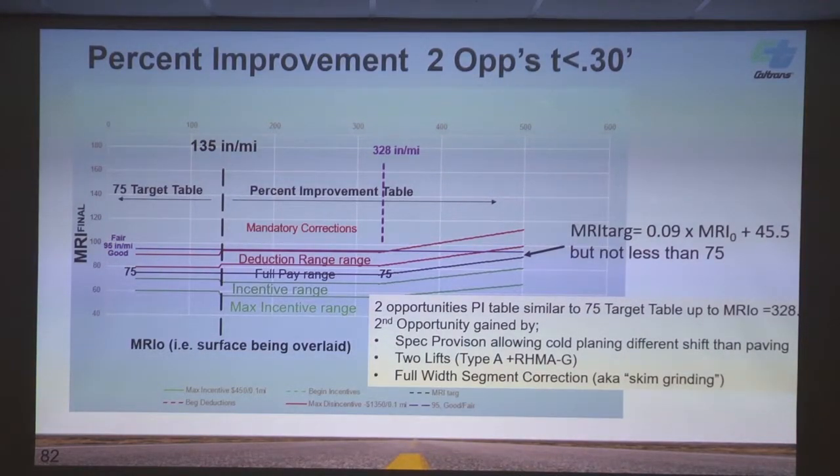Two lifts, you can end up with two lifts if you have two different types of HMA with a less than 3/10. Okay, now we have this thing called full width segment correction. And I'm calling this skim grinding, but we'll cover that in a second, so that'll add a second opportunity.